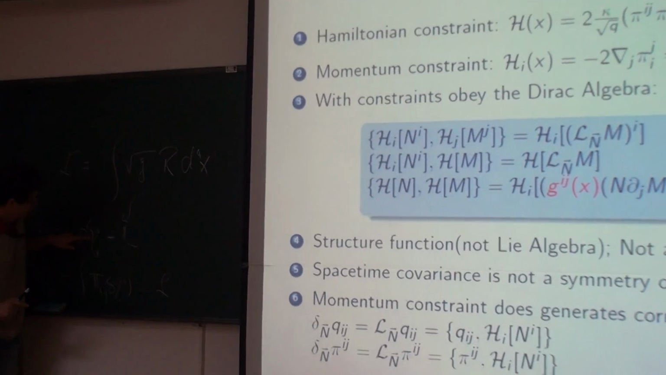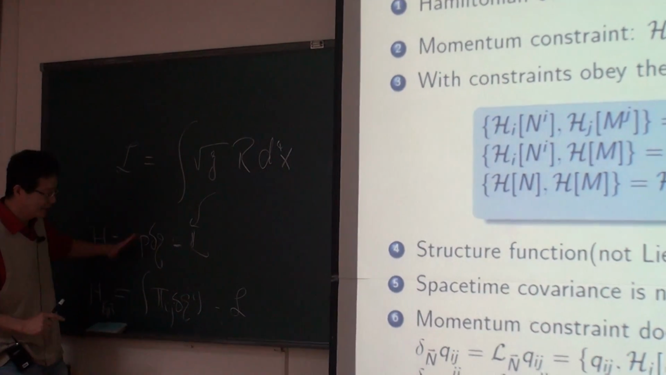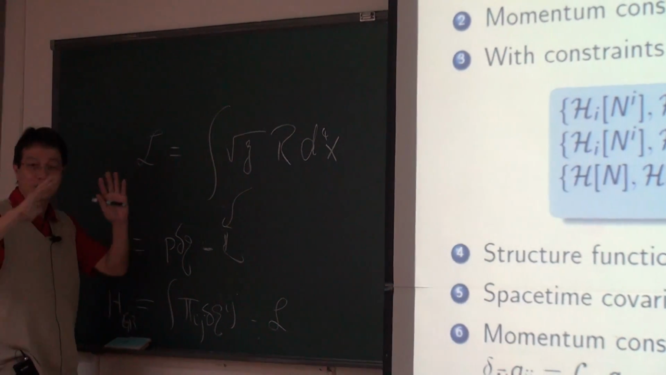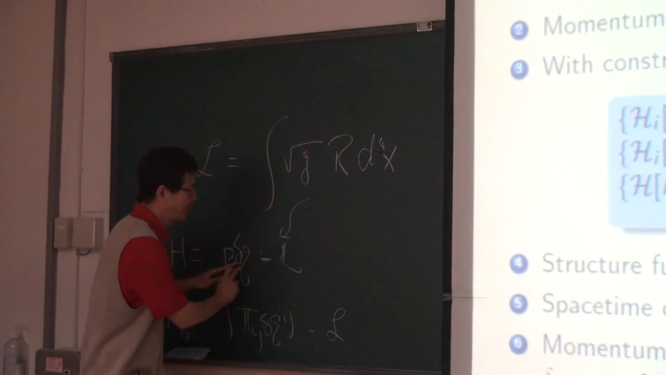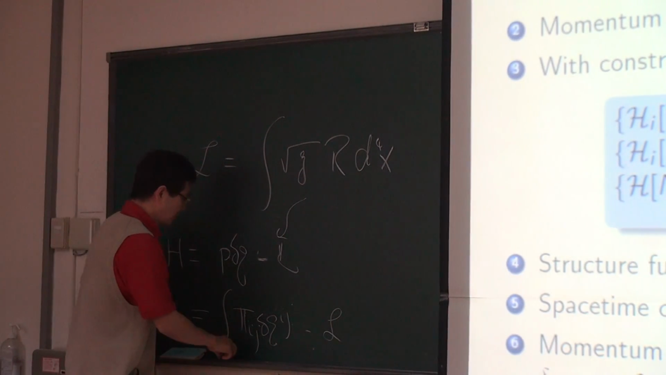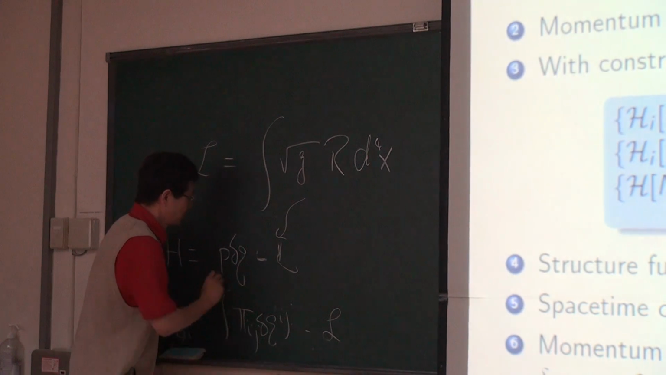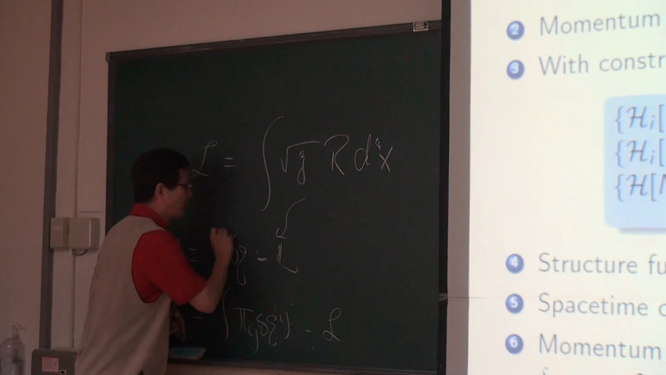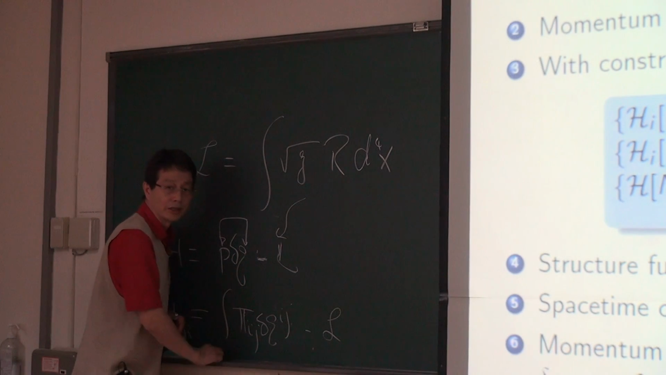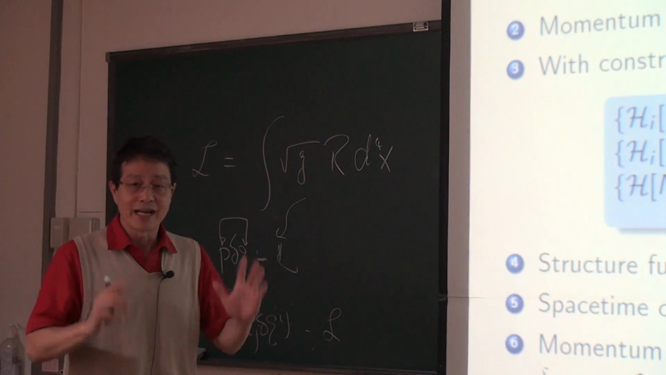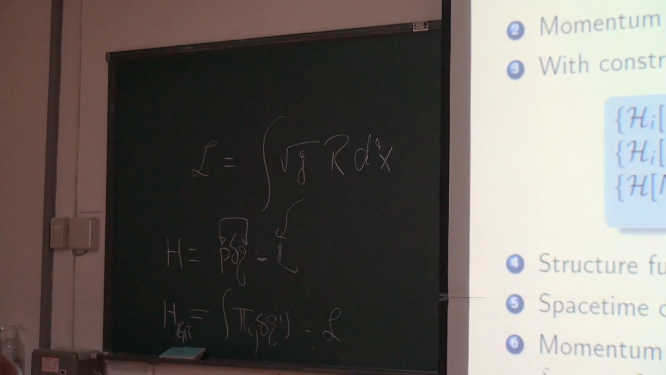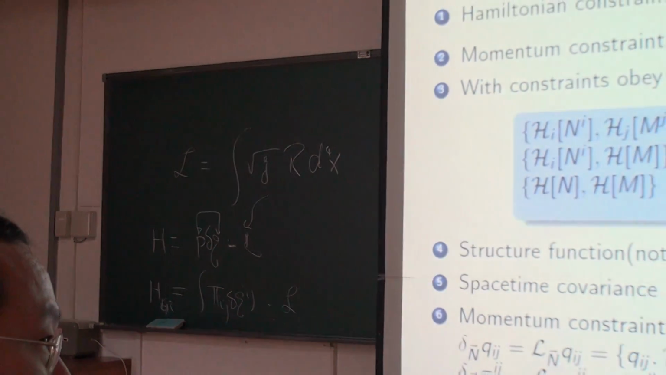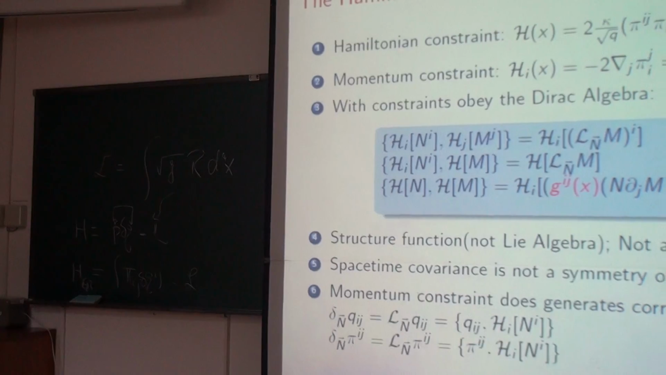The variation Hamiltonian is P Q dot, I mean, usually in classical mechanics. But if you do it in a very strict sense, it's P times variation minus L. And this P is called the conjugate variable of Q. Now, I give it the notion of time at this point. Well, but the whole Hamiltonian formalism is dependent on the choice of time.